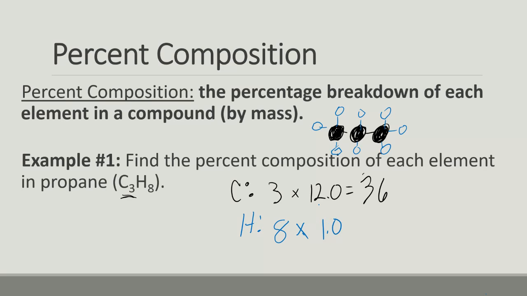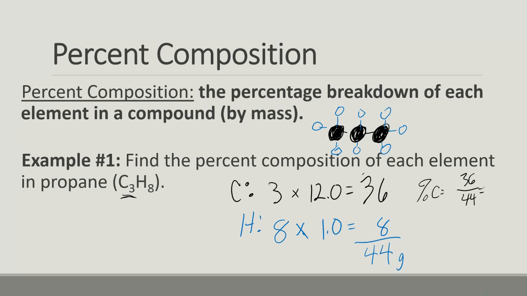So I'm getting these numbers from the periodic table, the 12 and the 1. This is how many atoms there are. So that would be a total of 8, and that makes us have a grand total of 44 grams. And so the percent carbon would be the amount of carbon divided by the total. So 36 divided by the 44 would give you the percent carbon and the percent hydrogen.